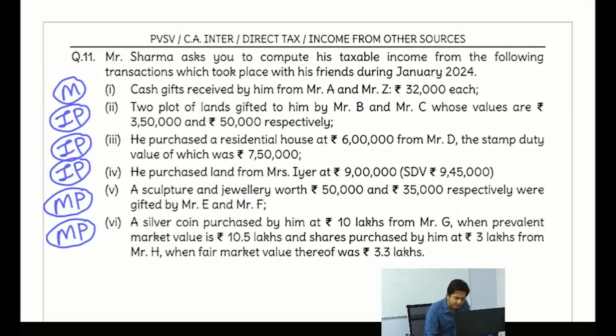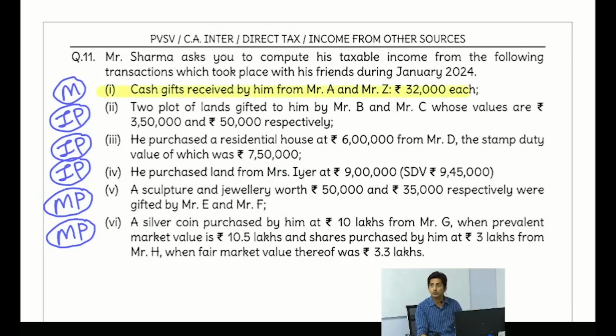32,000. Are you reading this each? 32 each. So totally 64,000. Why did I read the whole question? By chance you could have found one more money gift later on. But we checked. This is the only point of money gift, where the total is 64,000.